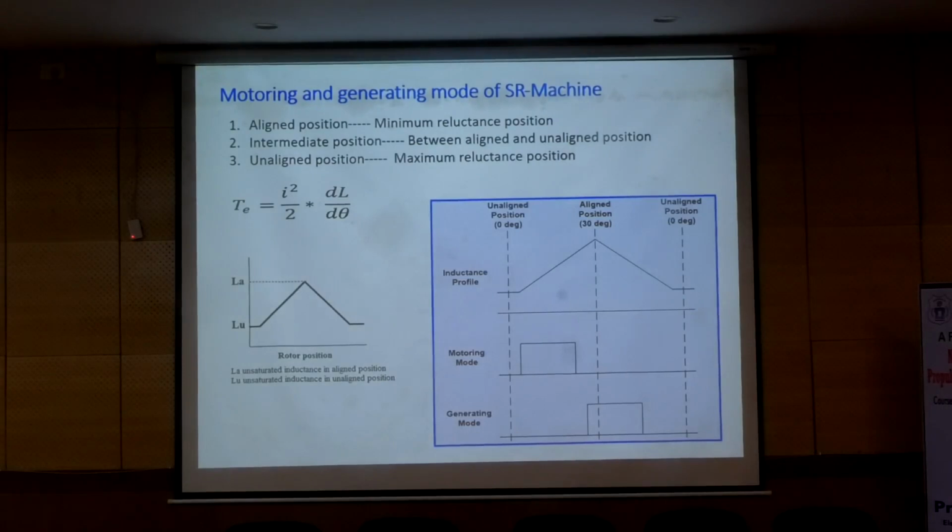So under motor operation, the inductance profile has a positive slope. Based on this equation, it is clear that for positive dL by dθ, the slope of the inductance with respect to the change in rotor position, the motoring operation can be achieved, whereas when the slope is negative, it goes to the generating mode of operation.